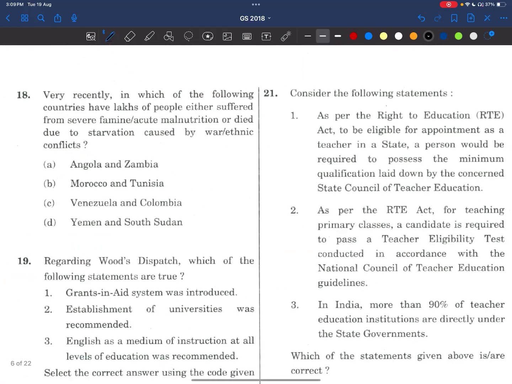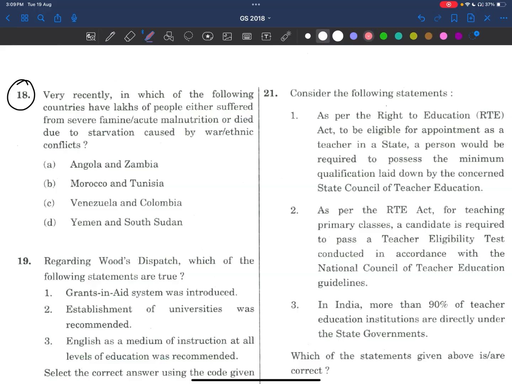Now, coming to 18th question. Very recently, in each of the following countries, lakhs of people have either suffered from severe famine, acute malnutrition, or died due to starvation caused by war, ethnic conflicts, etc. Now see, in most of the cases, friends, these regions will be either Middle East regions or African countries. Okay, unfortunately, it should not be there, but these regions are always in turmoil. Okay, and UPSC focuses on these turmoil regions, right? Now, see, Angola and Zambia, Morocco and Tunisia, Venezuela and Colombia, Yemen and South Sudan.